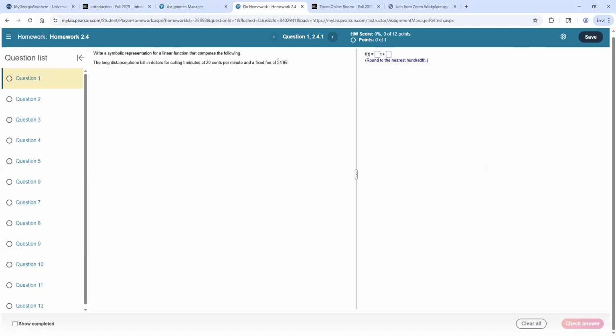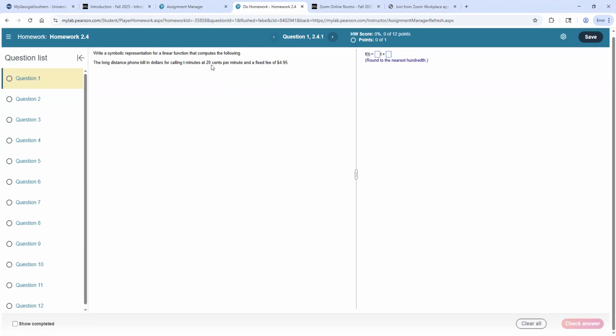So here we have a verbal description of our function. The long distance phone bill is in dollars, and it's for calling T minutes at 20 cents per minute and a fixed fee of $4.95. So what we're going to do here is notice that, first of all, our variable is T minutes, and our function here is called F. So F is dependent on T. T is the independent variable. They're just saying F of T. They're not giving us a dependent variable per se.